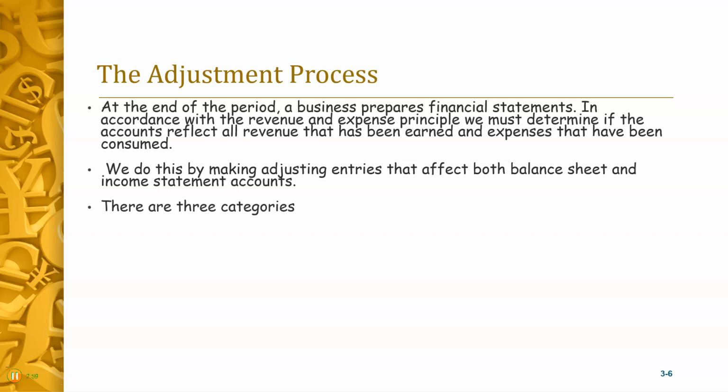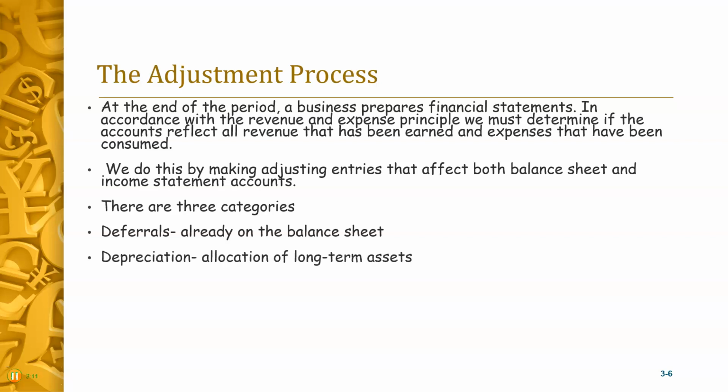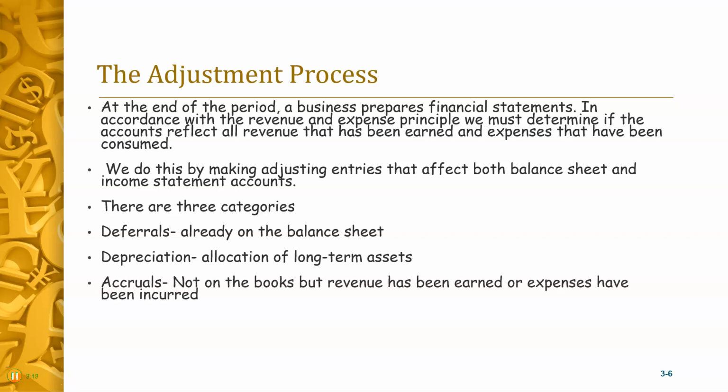There are 3 categories. We have deferrals. We'll talk about those first. These are already on the balance sheet. These would be any prepaids, whether we paid in advance or the client paid in advance. We have depreciation, which is a way we allocate our long-term assets as we consume them. And then we have accruals for any revenues or expenses that are not reflected on the books.